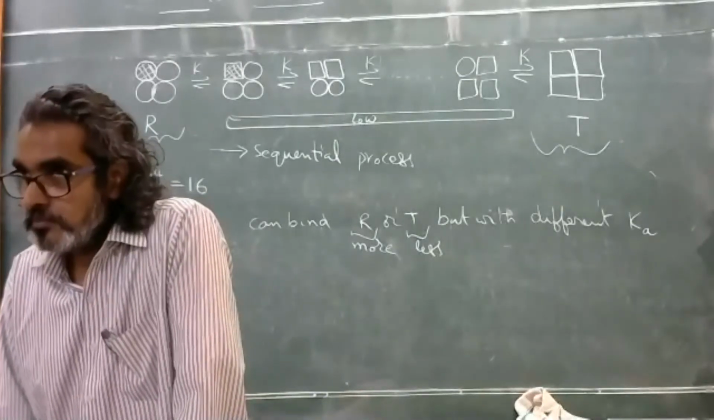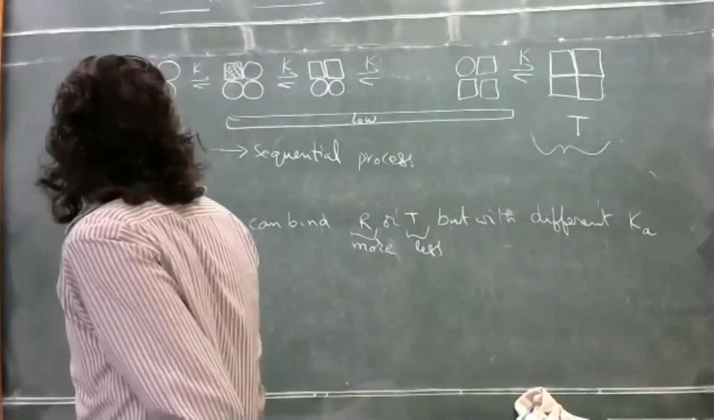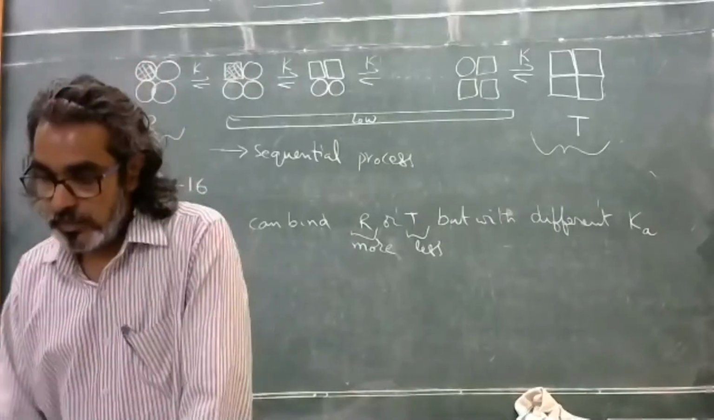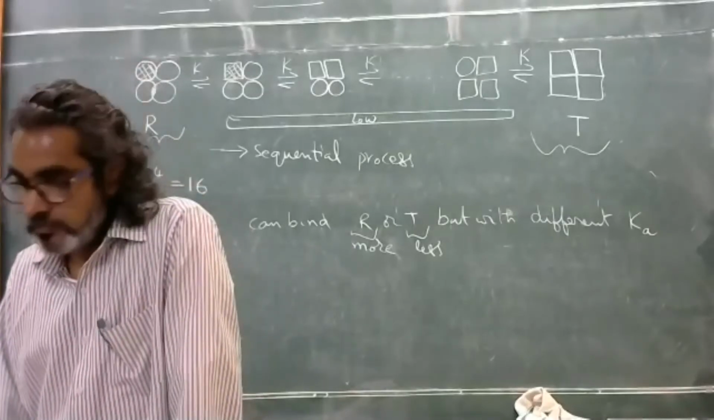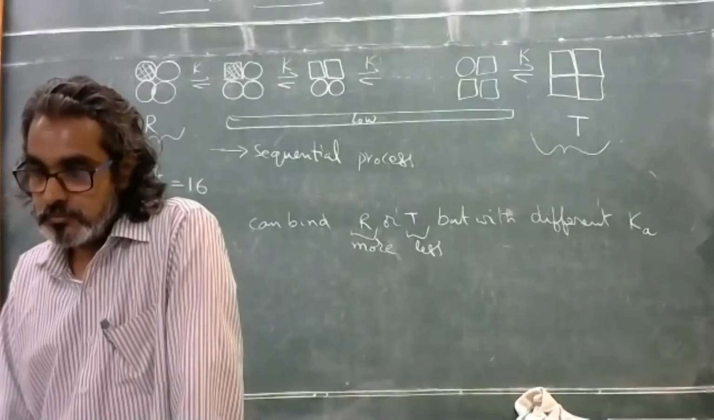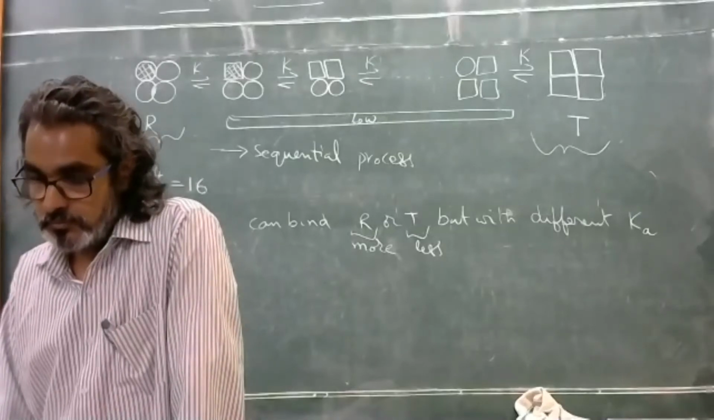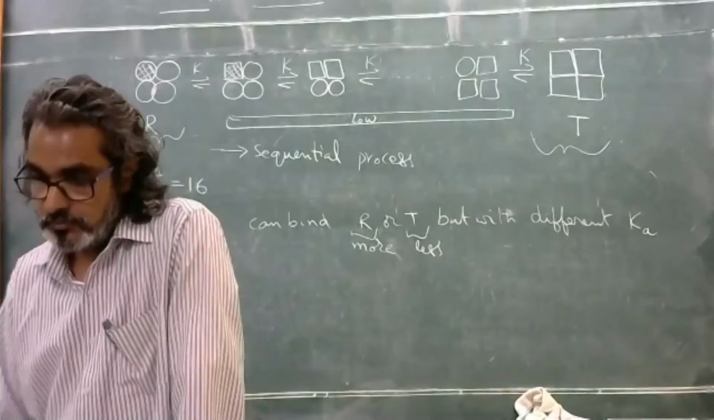So the question was that you are assuming indistinguishability while considering the states, but if I imagine the way hemoglobin looks like, I think there are two different types of configurations, right?